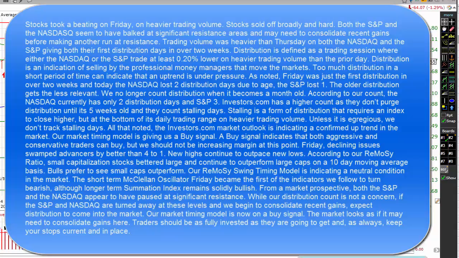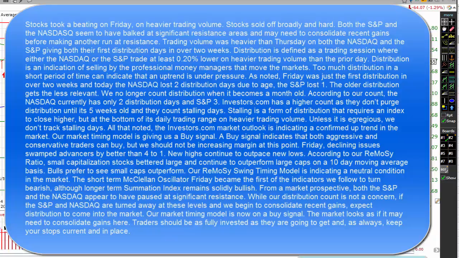Investors.com has a higher count, as they don't purge distribution until it's 5 weeks old, and they count stalling days. Stalling is a form of distribution that requires that the index close higher, but at the bottom of its daily trading range on heavier trading volume. Unless it's egregious, we don't track stalling days. All that noted, Investors.com's market outlook is indicating a confirmed uptrend in the market.